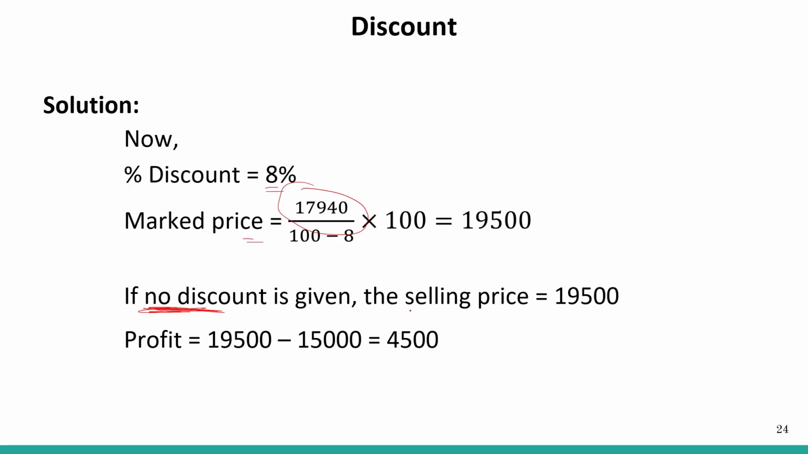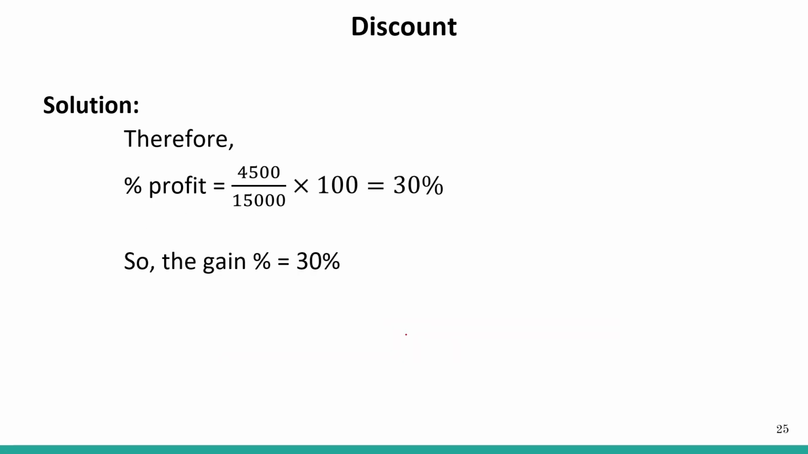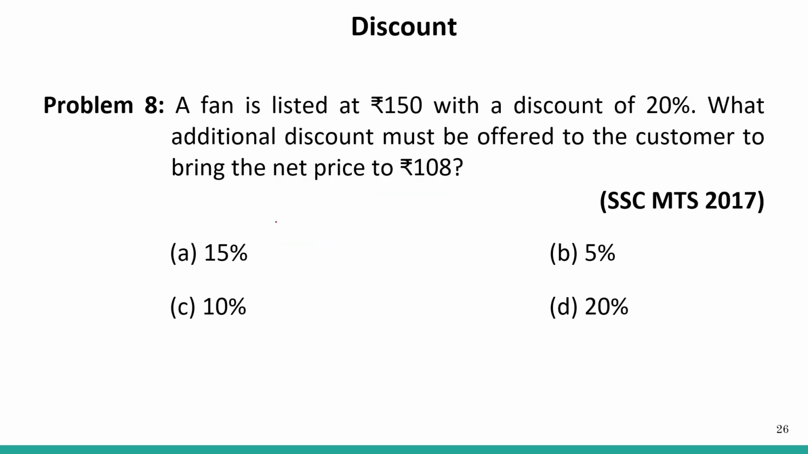This much. So it will be 19,500 minus 15,000, that is equal to 4,500. Okay, so let's calculate the profit percentage. So it will be 4500 by 15,000 into 100, that is equal to nothing but 30%. So the gain percentage is nothing but 30%. Okay, so let's go forward with problem number 8.